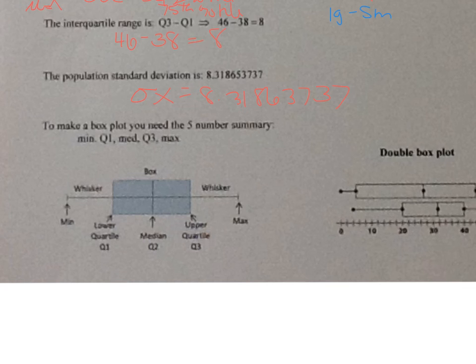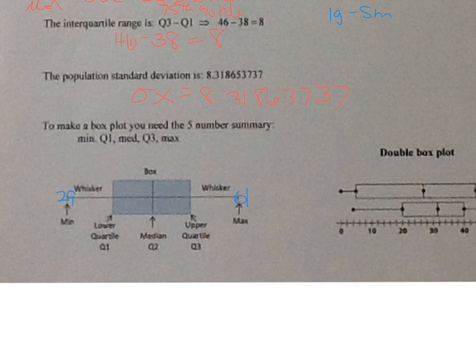To make a box plot, so hopefully you remember that from algebra, you would draw a number line. You would put your smallest number down here, largest number up here. Then you have your quartiles 1, 2, and 3, and then you would draw the box, and then you would draw in those whiskers. In this case, my smallest number would be 29, so I would put 29 on the number line. My largest number is 61, so I would have 61 on the number line.